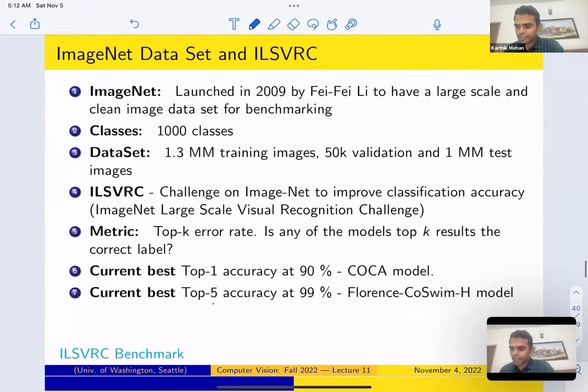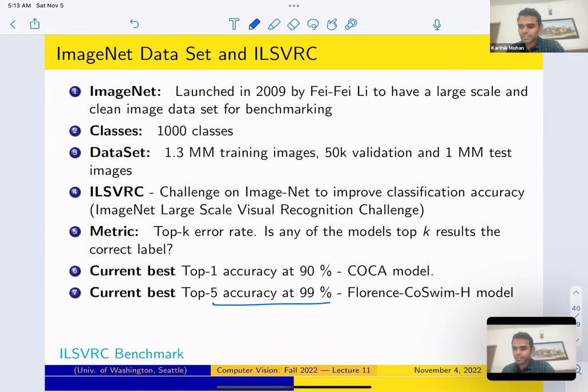The top five accuracy is at 99%. So this makes sense, right? The top five is always going to be better than top one. No matter what model you're using, you're always going to do better because you have five chances to get it right. It just has to be one of the five. For the top one, you have to have the first one be the right label.